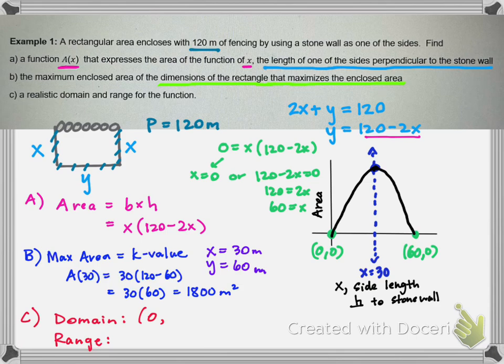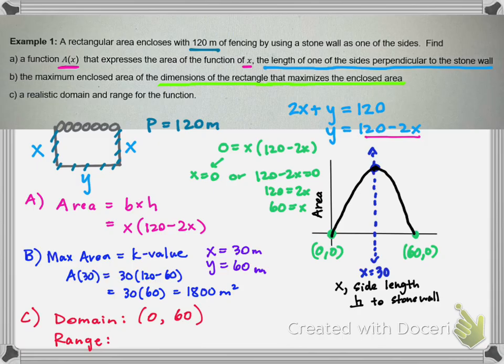What is the maximum X value that it could be? Well, that's 60, but in that same logic, if X equaled 60, would I actually have an area that is enclosed, that creates a rectangle? The answer is no, so we don't include 0 or 60.